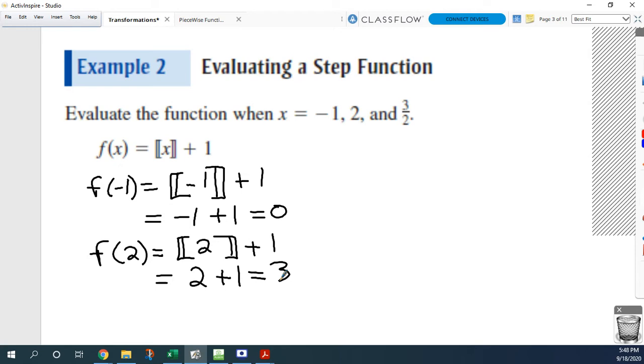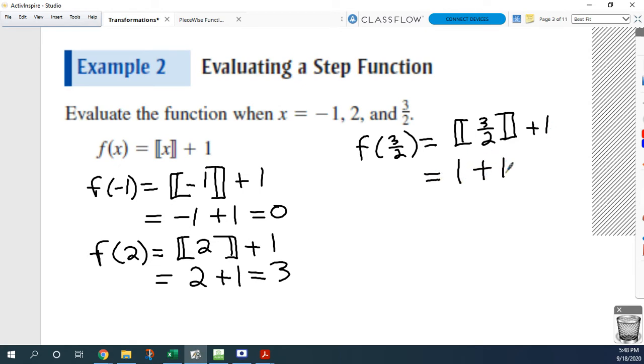What changes is when we plug in a fraction. Notice that 3/2 is not a whole number, it's not an integer. Therefore, we have to get out an integer when we plug it in. Remember that 3/2 is equivalent to 1.5. So we're saying, what is the biggest integer that is less than or equal to 1.5? That would be 1. And so we would evaluate it, and we get 2.